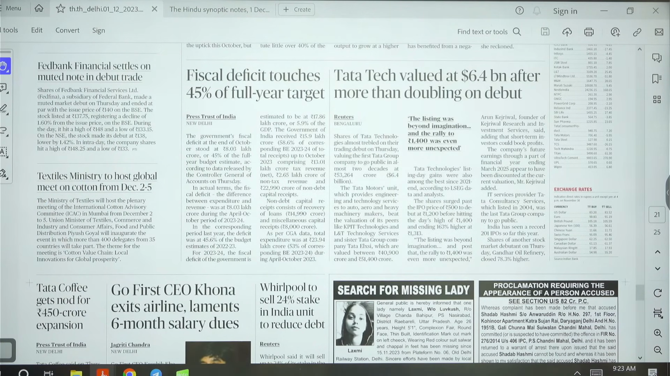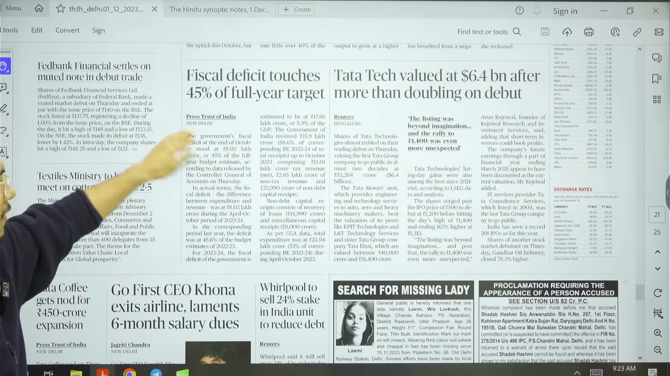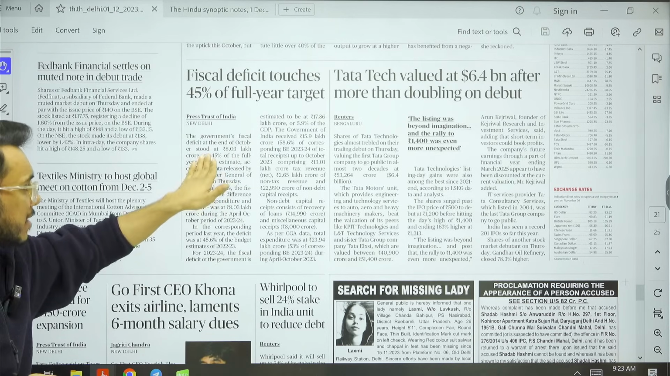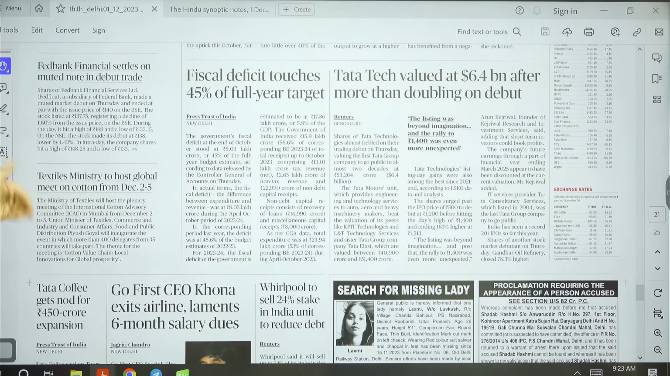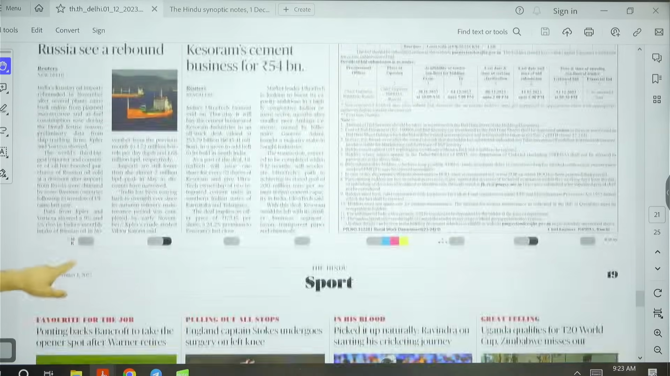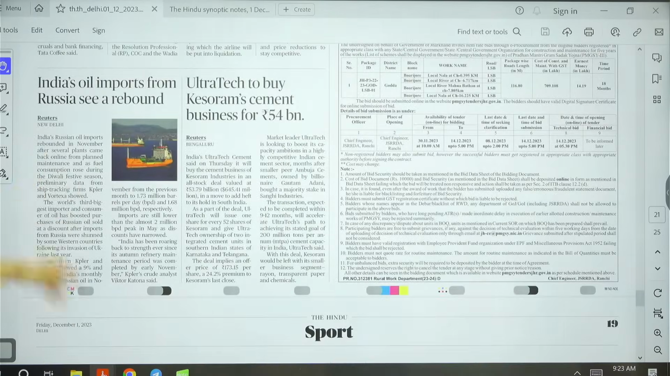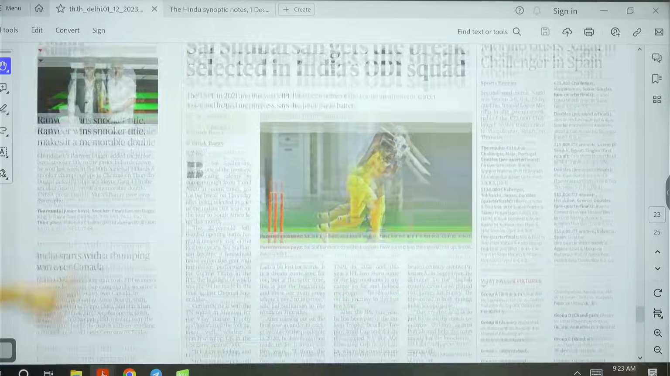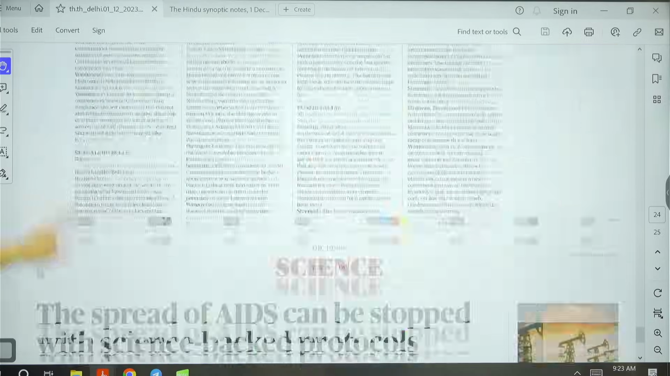Okay, so basically, guys, when we talk about the fiscal deficit, the government's fiscal deficit has already reached 8.03 lakh crore rupees. This is the 45% already breached. Already we have fulfilled the target. Then further moving on, India's oil imports from Russia sees a rebound. Fine. Then, guys, we have sports page, and after that we have science page.